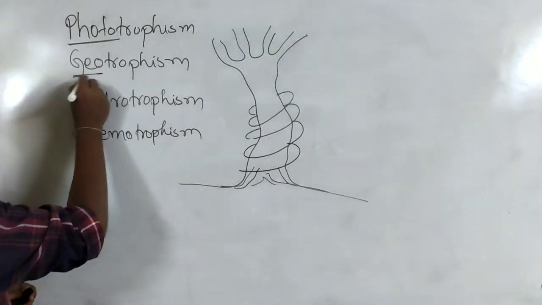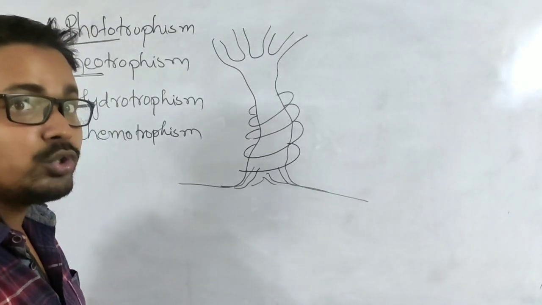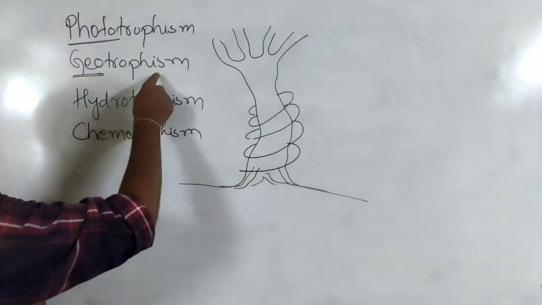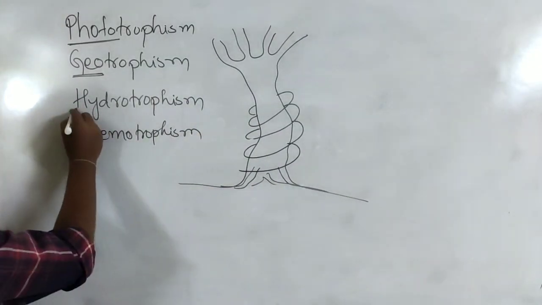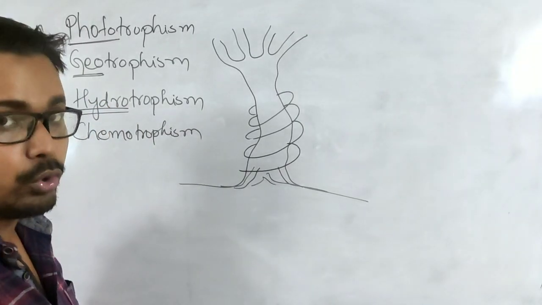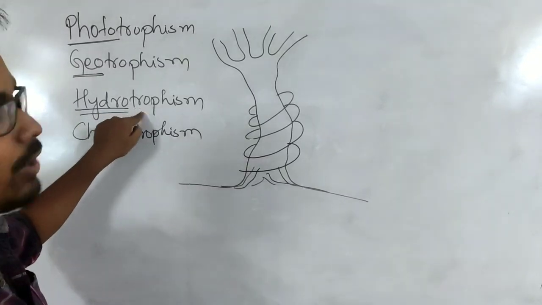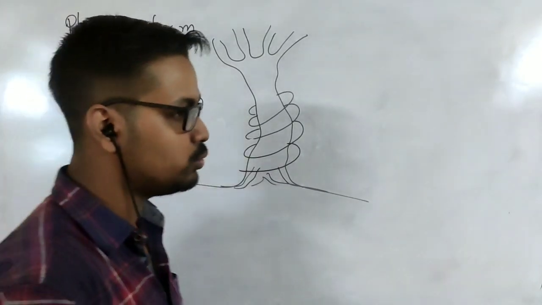Next is geo. Geo means earth. So if the plant is growing towards the earth or it is growing away from the earth, that will be dictated by geotrophism. The next is hydrotrophism, and hydro means water. Water and the direction of growth movement for the plant is determined by hydrotrophism. And the next is chemotrophism, and chemo means chemical. So how does this work?